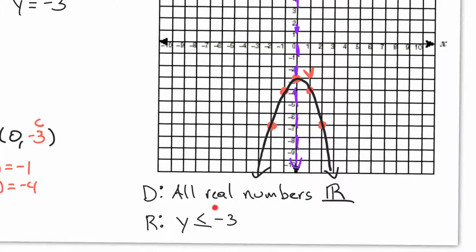So what this is saying is that the y values in this function, which is the parabola, are less than or equal to -3. Less than because from the vertex the parabola goes down, and or equal to because the parabola actually reaches that point at -3.